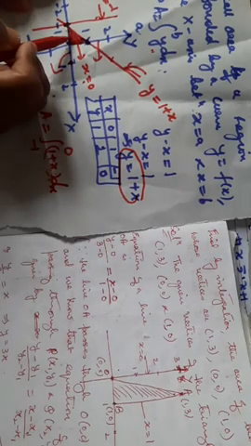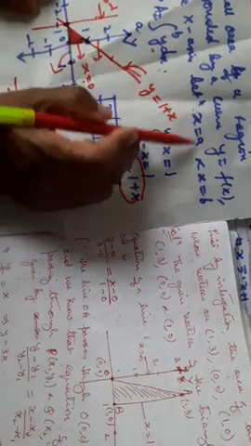Then you can easily integrate this and find out the area of this shaded region, bounded by the x-axis between x is equal to minus 1 and x is equal to 0, and also the y-axis and the line y is equal to 1 plus x. Now let me come to the next problem.